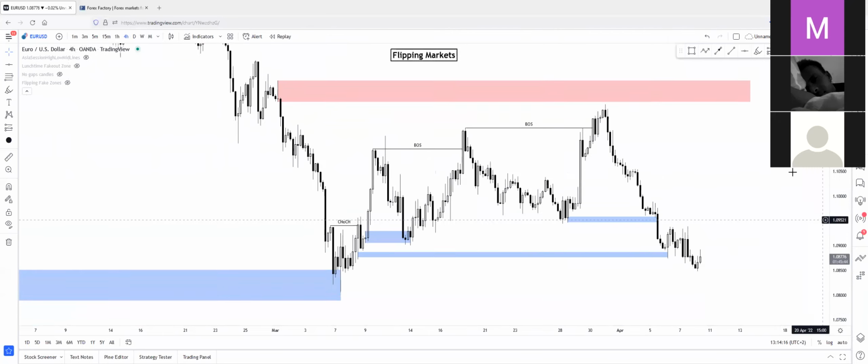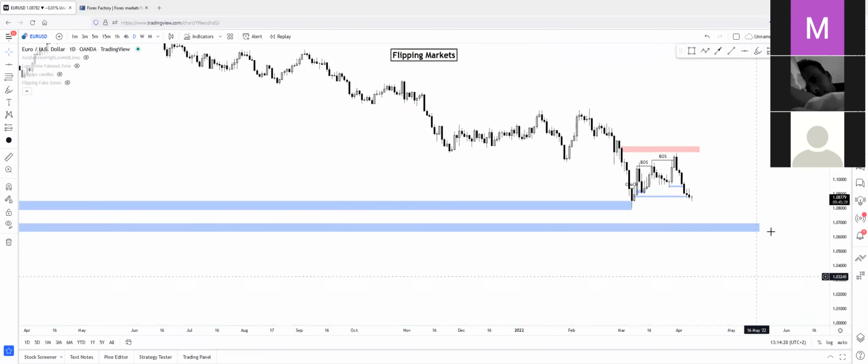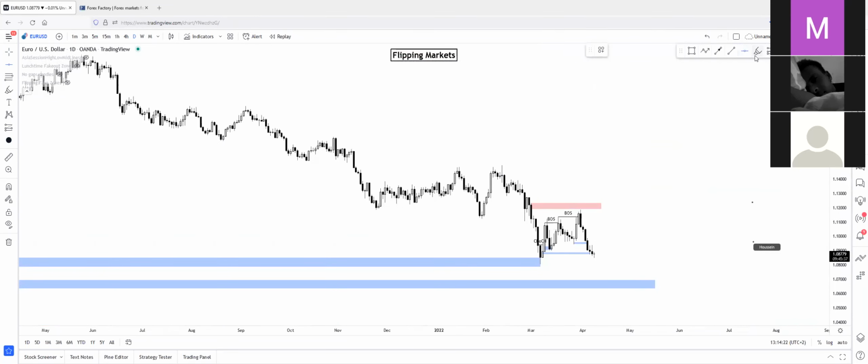So switching to the 4-hour chart. As I said, sorry, switch back to the daily chart. As I said, price is at the bias decider region right here and right here on the daily chart.